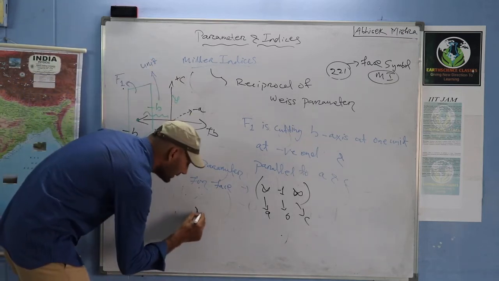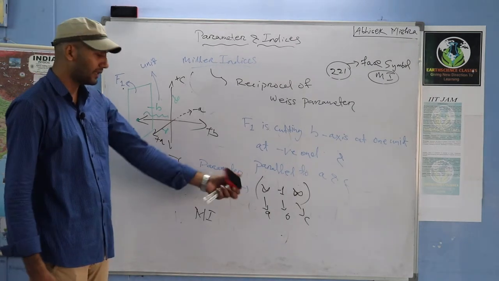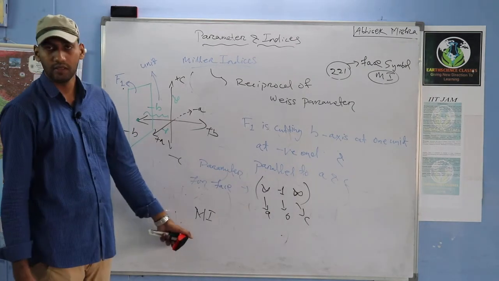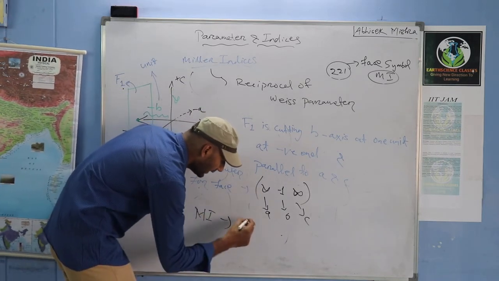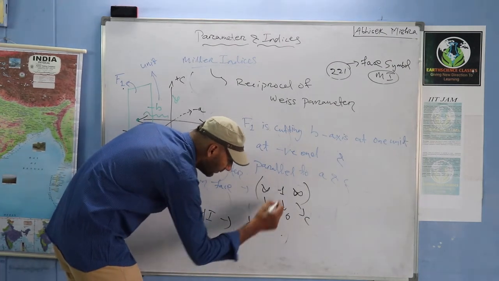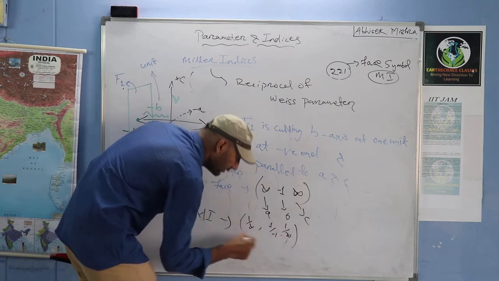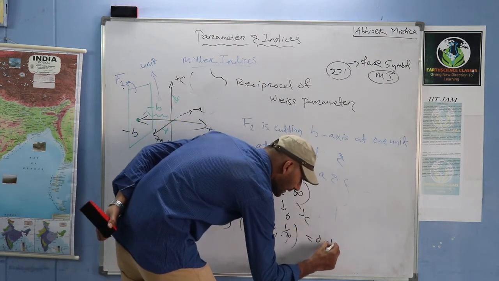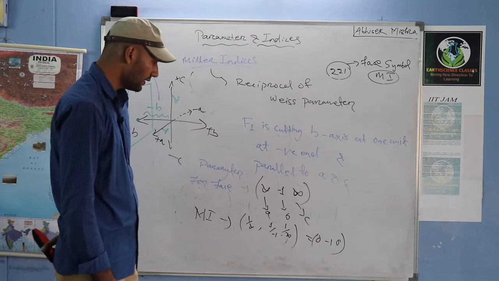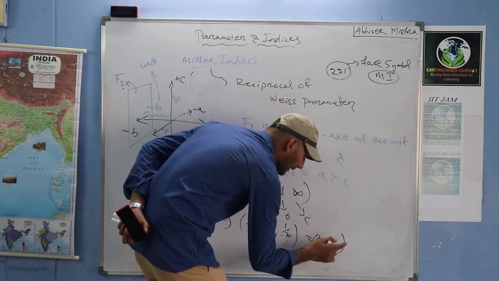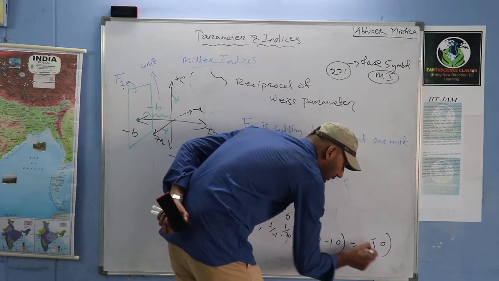If we go for Miller indices, then what will be the phase symbol of that? Miller indices means phase symbol, we can say. For infinity, that is 1 by infinity, then 1 by minus 1, then 1 by infinity. So that will become 0, minus 1, 0. Instead of minus 1, we will write it as 0, 1 bar, 0.